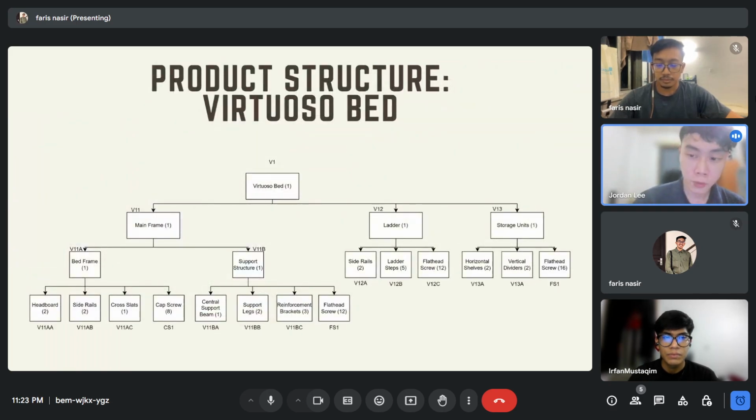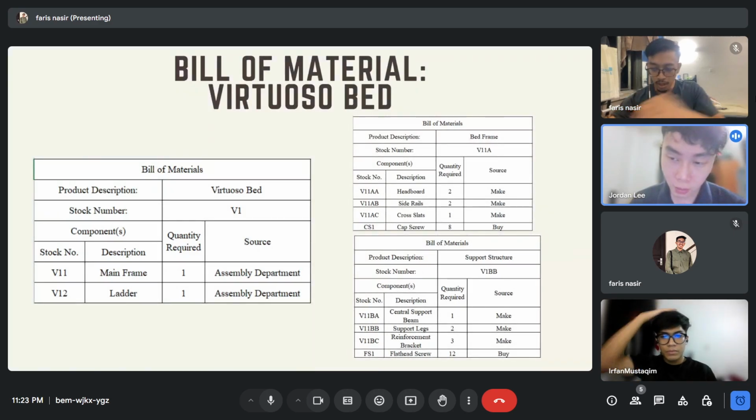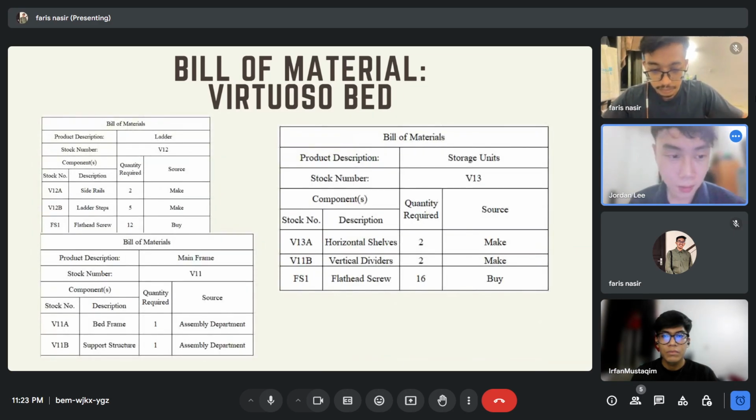The product structure for this product will be made out of 3 main assemblies, which are the main frame, the ladder, and also the storage units. Next. So this is the bill of material for the vertical bed. Similar to the first product, it is made up of 2 main assembly departments, which are the main frame and also the ladder. The main frame consists of the bed frame and also the support structure. Next. As for the ladder, there will be the ladder itself and also the main frame for the storage units. Next.